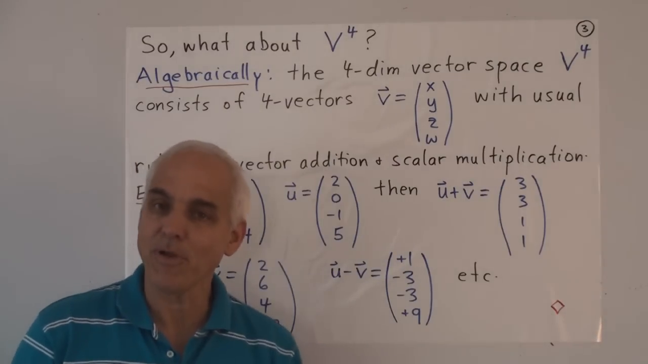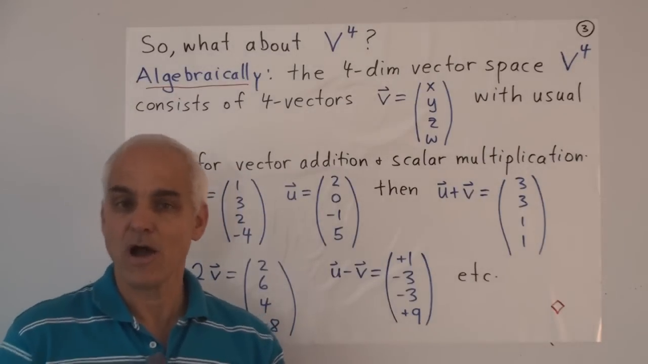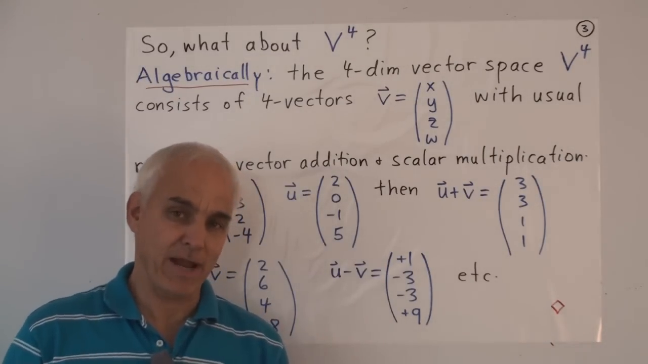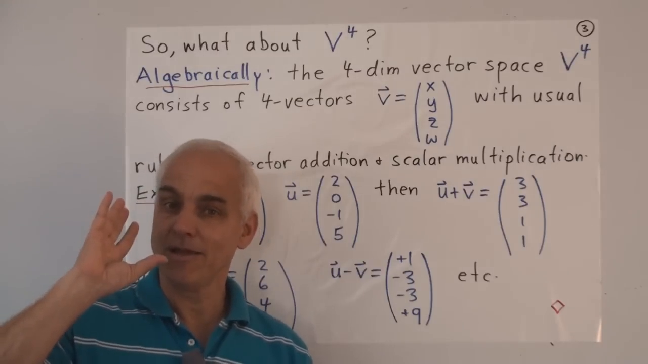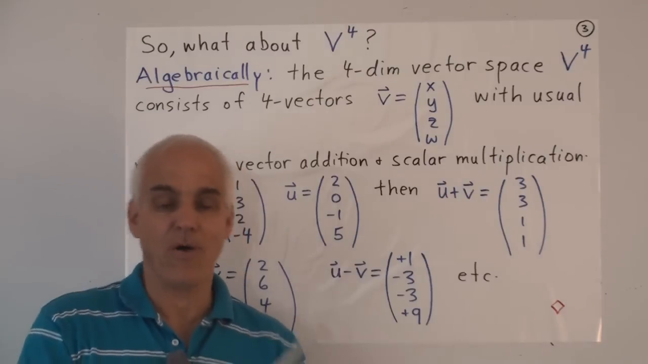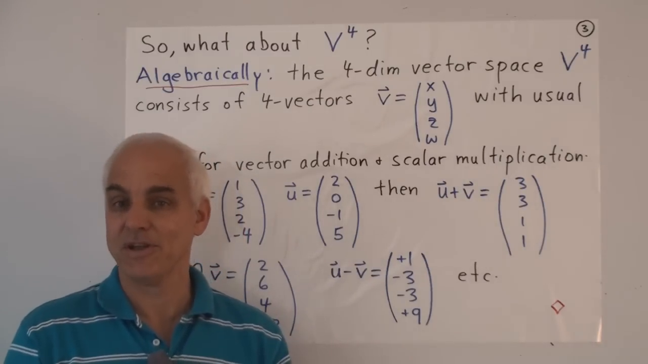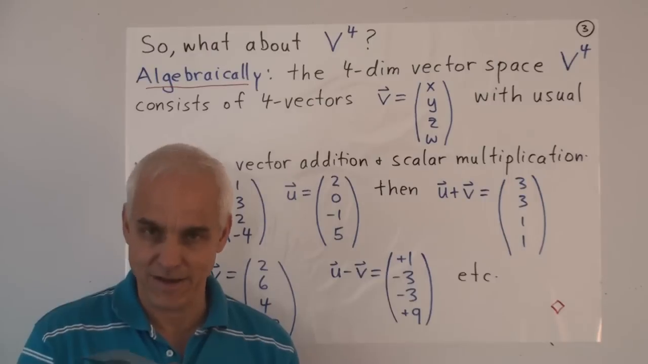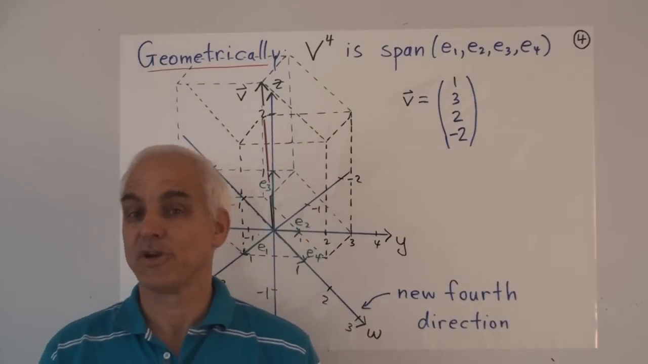That's a relatively simple, very down-to-earth, concrete way of thinking about what four-dimensional space is, purely algebraically, without any geometrical intuition or insight. But we do also want to have a rough geometric picture to augment our algebraic understanding. So geometrically, how do we think?